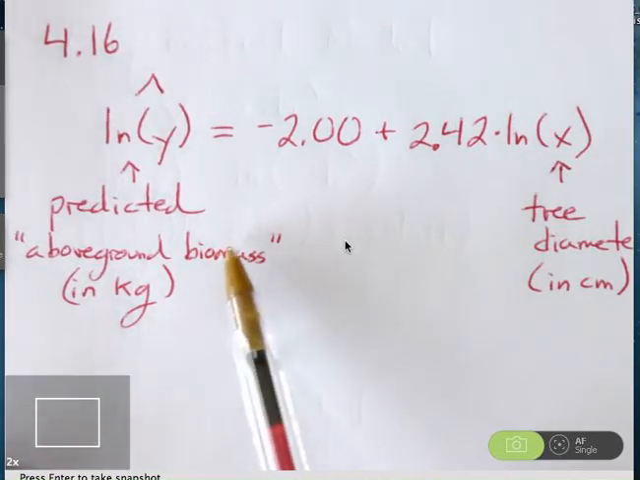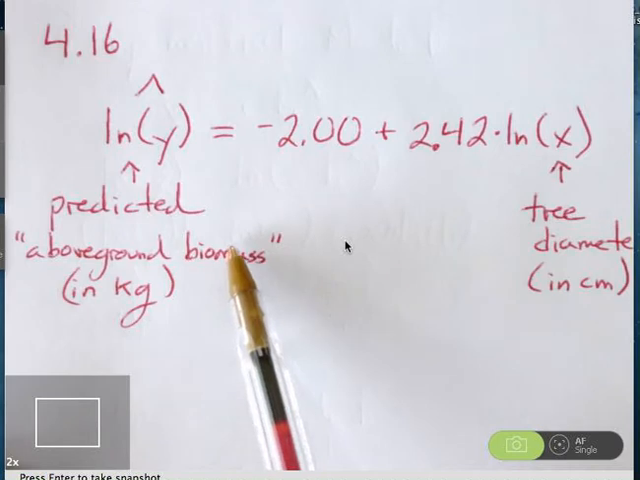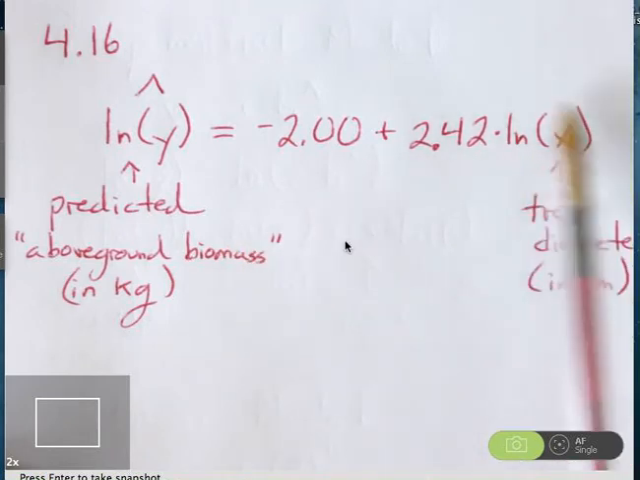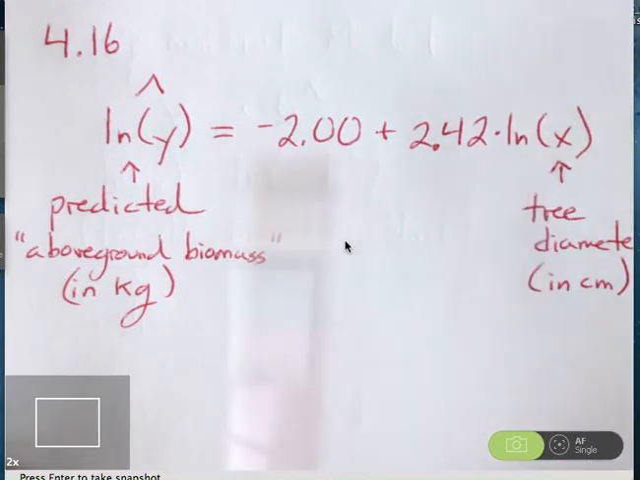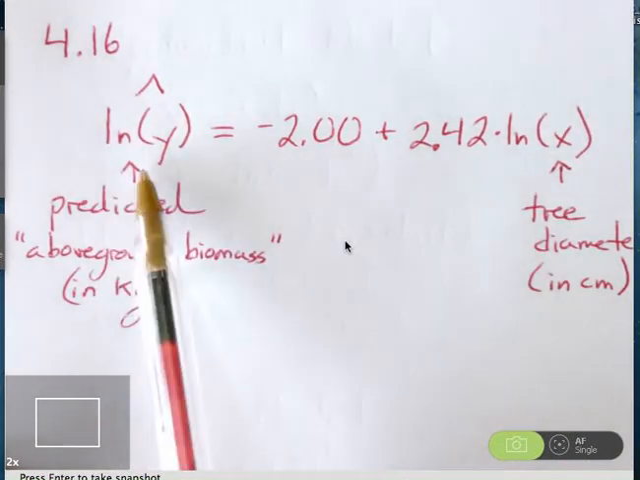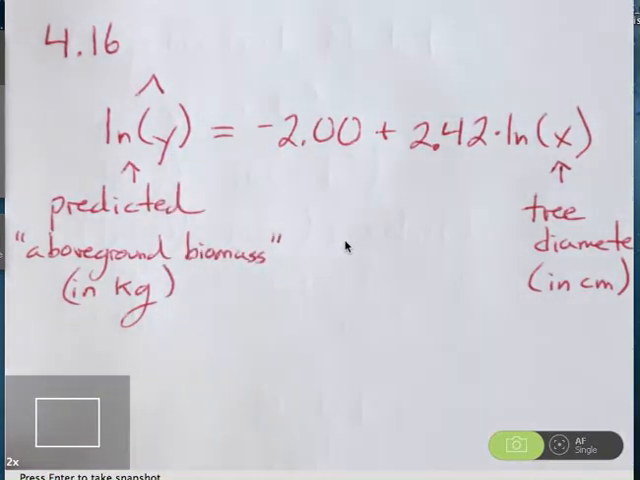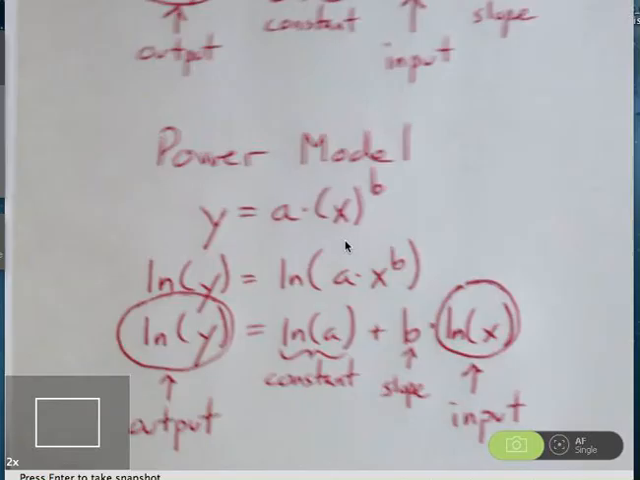So we are told that this is a power model and we're supposed to convert this back into a form that looks more like a power model. First of all, I want you to recognize that when you have the natural log of the explanatory variable compared to the natural log of the response variable in a linear form like this, that's what indicates a power model. Let's take a look at that.